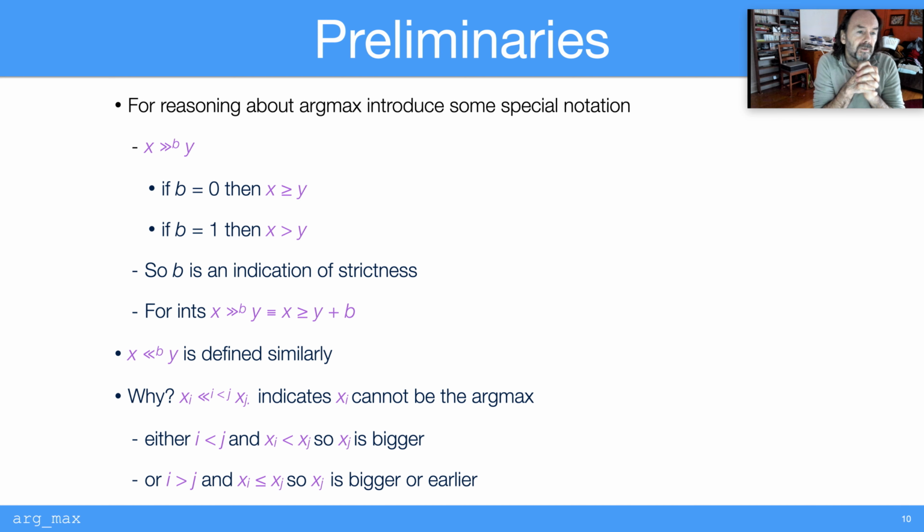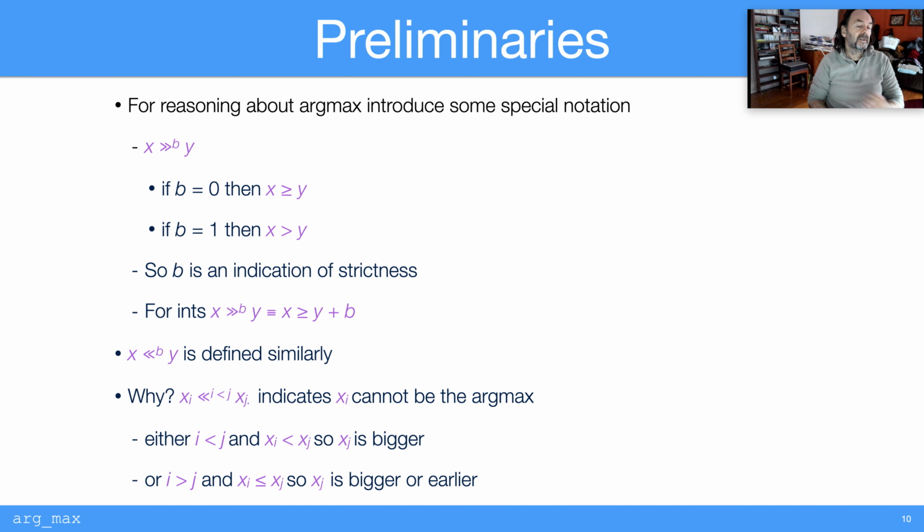We're going to introduce this weird notation for reasoning about argmax. So this is x double arrow b y, and you can think of b as a Boolean which indicates the strictness. If b equals 0, this is saying x is greater than or equal to y. If b equals 1, it's saying x is greater than y. For integers, this is the same as x is greater than or equal to y plus b. You can define the other direction similarly.